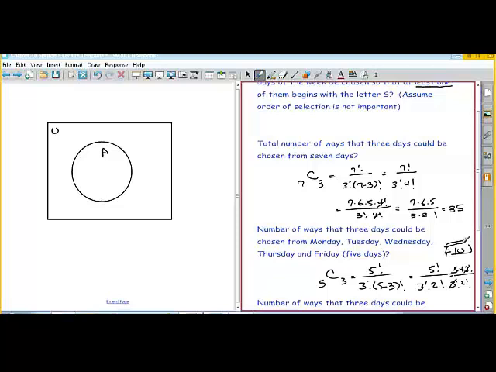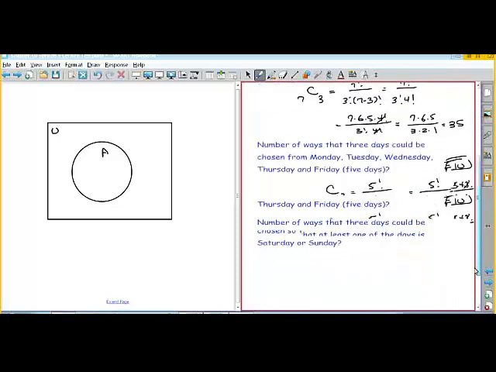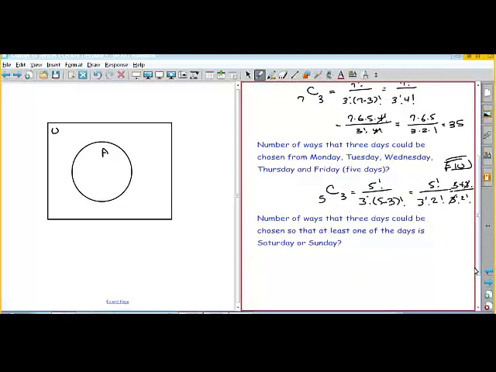So then we can take the difference of those, and that is going to answer the question, because I'm going to take the total number, I'm going to subtract the opposite of what they asked, which was this number. So the number of ways that 3 days could be chosen such that at least one of the days is a Saturday or Sunday is going to be equal to the total number of ways possible without any restrictions minus the total number of days that don't include S. And so the final answer is 25.